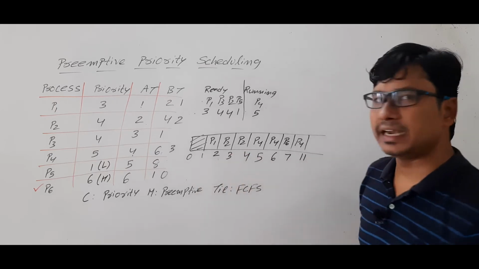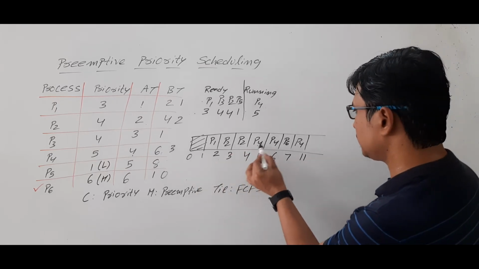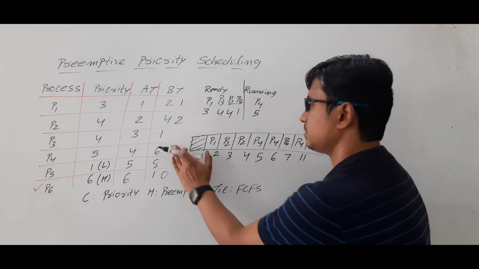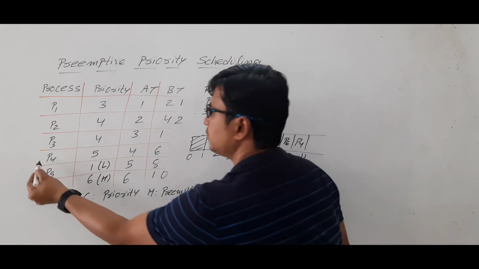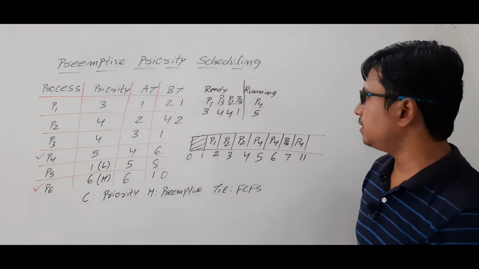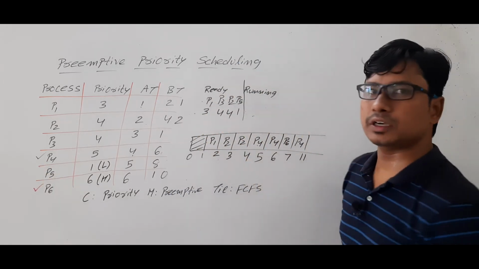So it will complete at 11 units of time. Look at here, 2, 4, 6. Yes, its burst time is 6. It is perfect. Okay, at 11 units of time, process P4 has completed. Are you able to understand? If it is completed, it will go to the terminated state.